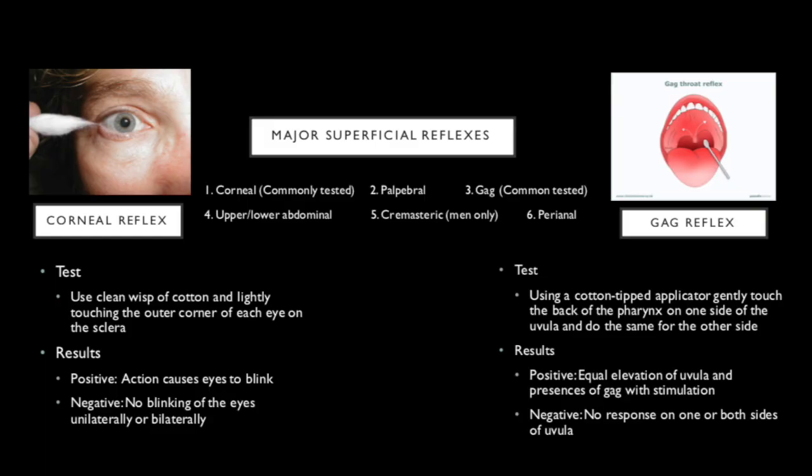The major superficial reflexes include corneal, palpebral, gag, upper and lower abdominal, cremasteric in men only, and perianal. The most commonly tested reflexes are the corneal and gag reflexes.